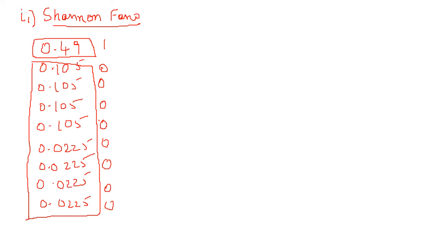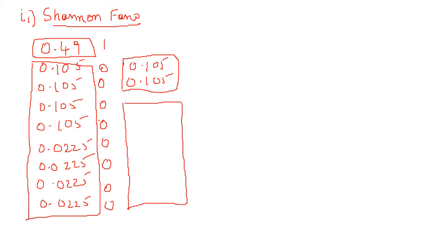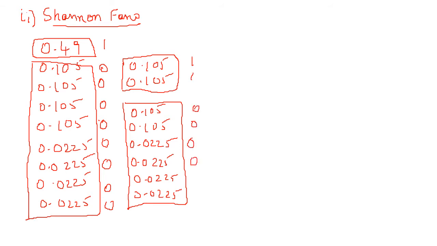Next we are going to subgroup the probabilities. So this total sum value comes to 0.51. So 0.51 divided by 2, it comes to 0.255. So we cannot group it into 0.255, but approximate value will be 0.21, which we can obtain by grouping the first two probabilities, that is 0.105 and 0.105. Then the next subgroup will be the remaining probabilities, which is 0.105, then 0.0225, 0.0225, 0.0225, 0.0225, and 0.0225. Now assign the first subgroup with 1 and the remaining subgroup probabilities with zeros.